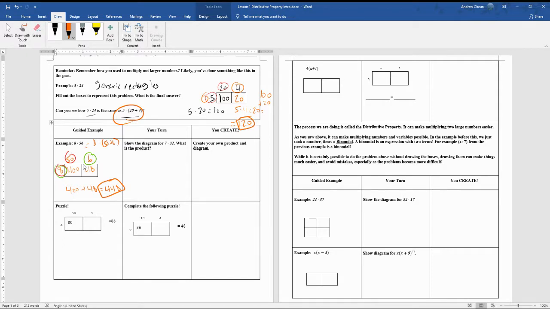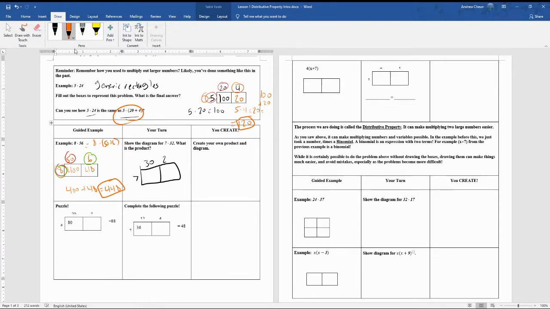So let's do the your turn together. So now it's asking, show the diagram for 7 times 32. What is the product? So it's going to be similar to how we just did it. Make a big rectangle, 2 parts in the middle. On the left, it's going to be 7. And then on the top, we have to split up 32. So we can just do 30 and 2. So now when we multiply these two together, it's going to be a little more straightforward.